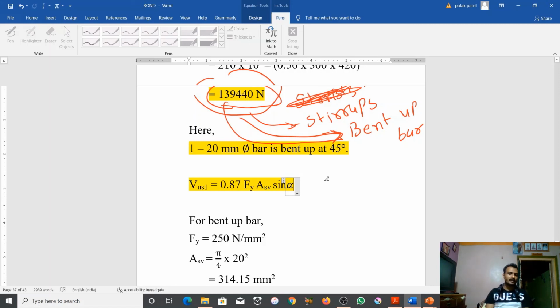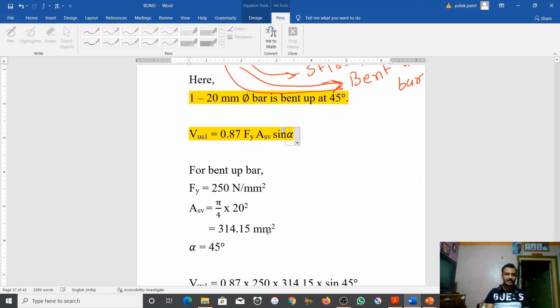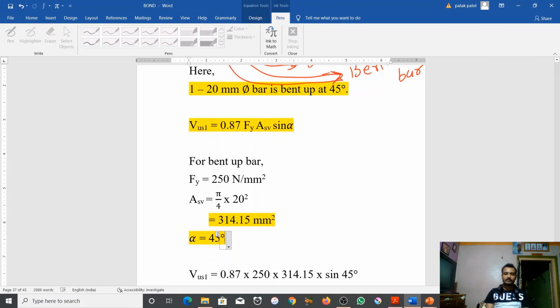Vus1 is equal to 0.87 fy Asv sin alpha. fy is 250. Asv is pi by 4 into 20 whole square. Why? Because we have one bent up bar. So this type we have to use Asv for the bent up bars, pi by 4 into 20 whole square. So Asv is 314.50 mm square. Alpha is 45, which angle is given.